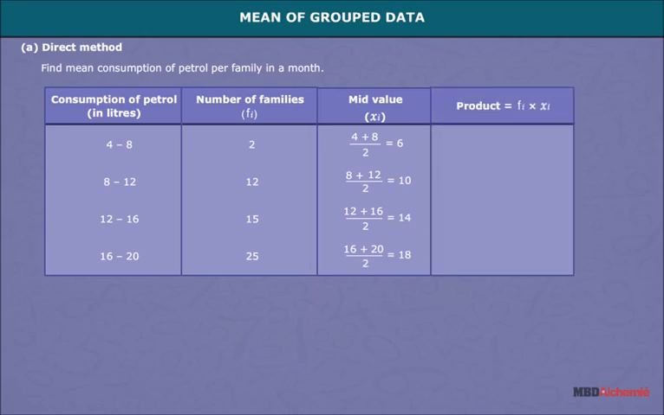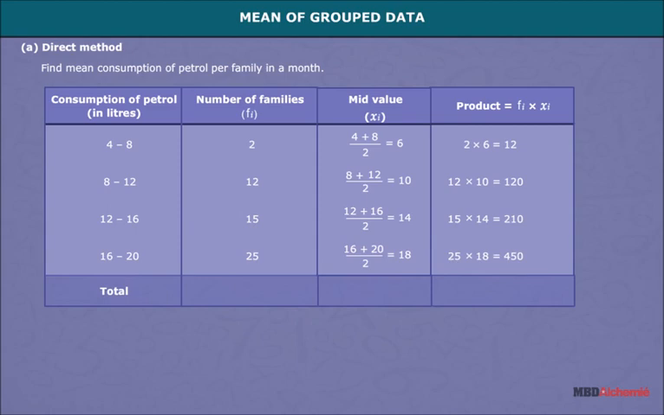In the second step, we make a column of fi into xi by multiplying fi and xi of each particular interval as shown in the example through animation. Now, take the algebraic sum of these products, which is denoted by sigma fi xi and equal to 792 here. Take the sum of all fi's, which is denoted by n or sigma fi and equal to 54 here.